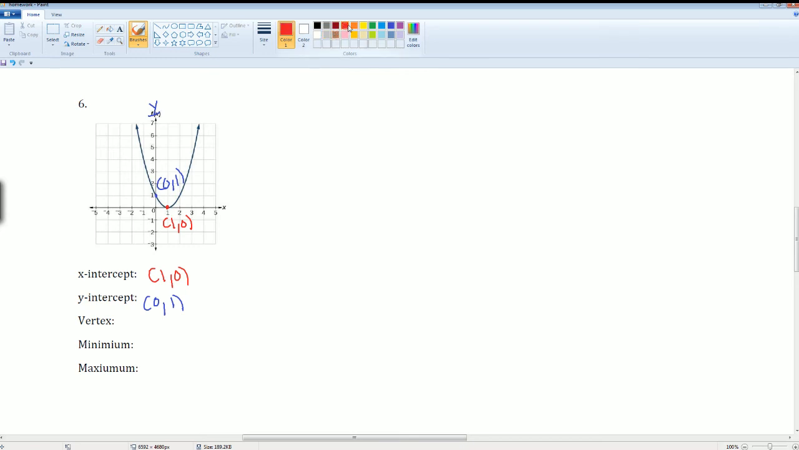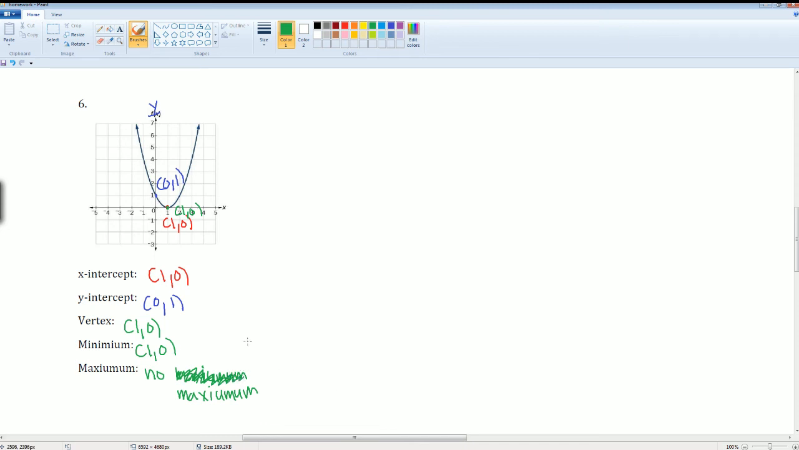We want to look for a vertex. Right here. Our vertex is at 1, 0, and that 1, 0 is our lowest value, so that is also your minimum. There is no maximum. I don't even think I spelled it right. Maximum. Okay, there's no maximum here.